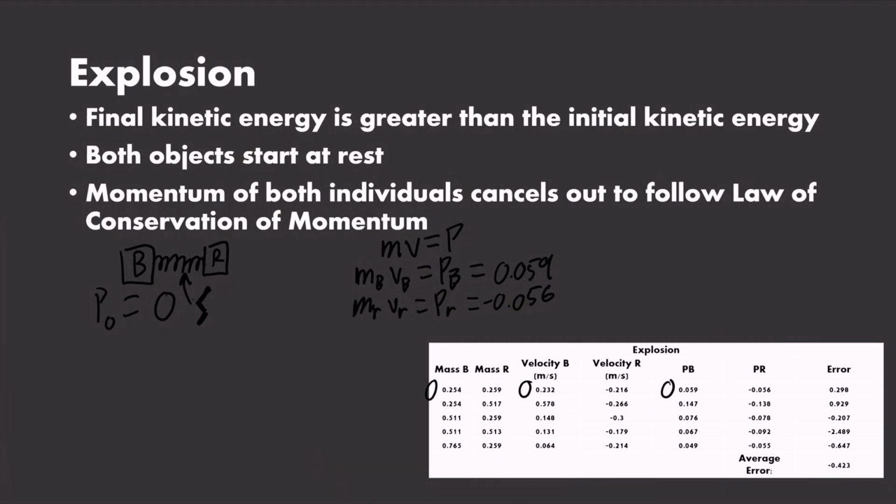And so in a perfect system, which this is not, these should cancel out. But with our error here, you can see that they didn't. That is likely due to friction or mismeasurements by the motion sensors. But it is still a display of conservation of momentum or net momentum.